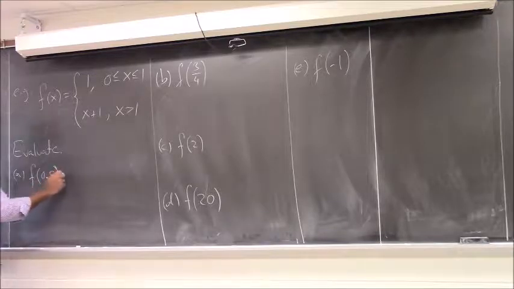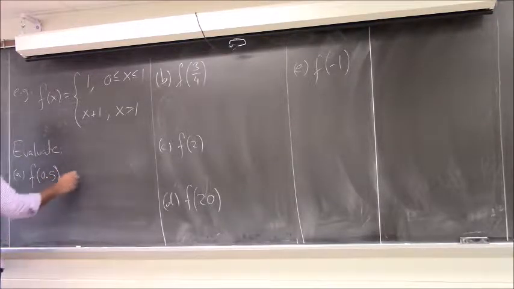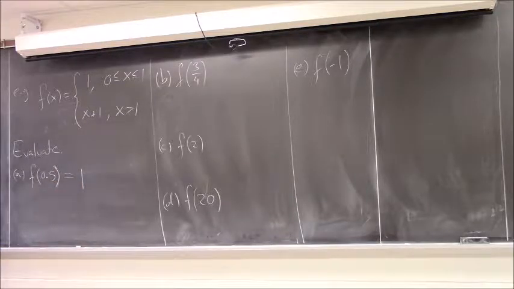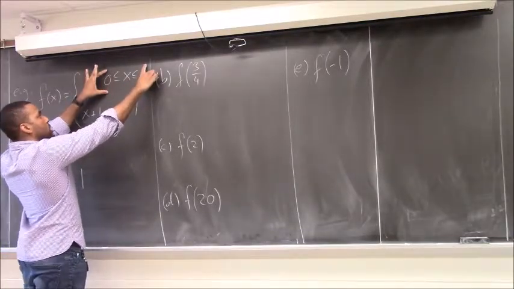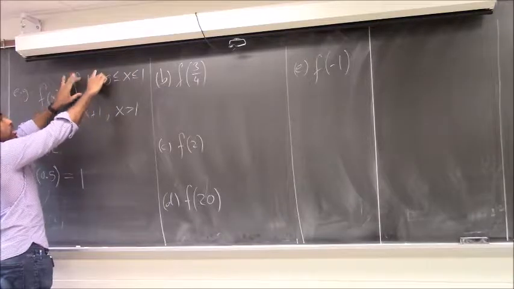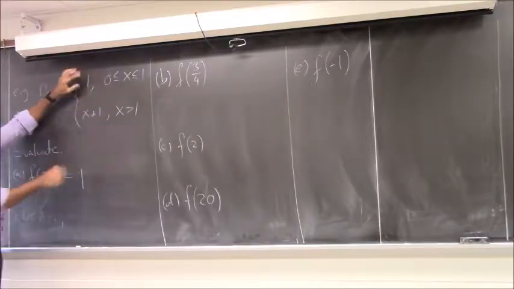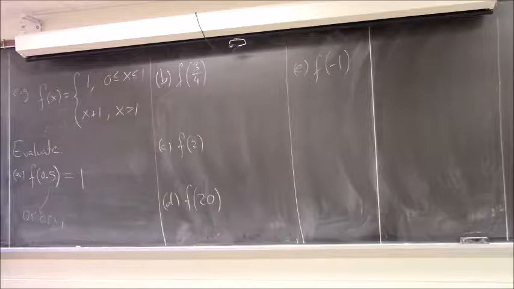Okay. What is f of 0.5? It's 1. How do you know it's 1? Because 0.5 is in between 0 and 1. So it means that your input follows this range, therefore you take this definition, and you ignore the other one. So it's always just going to be 1, that's the answer.